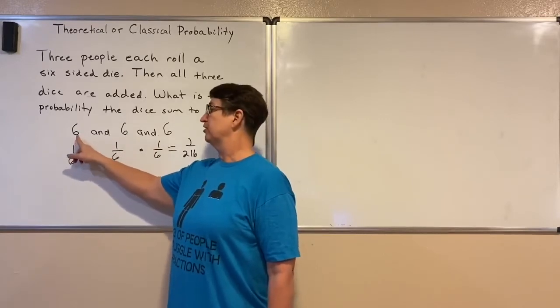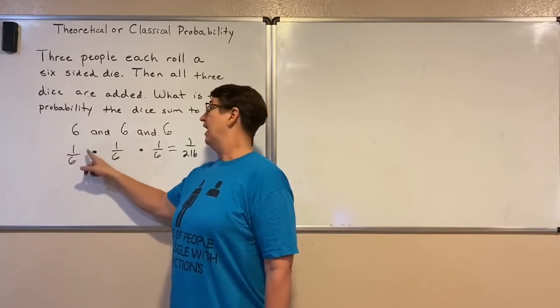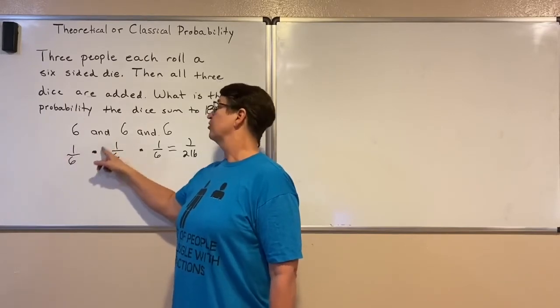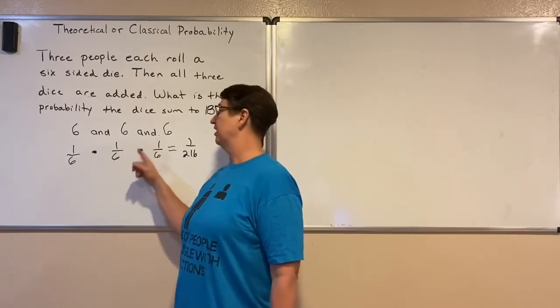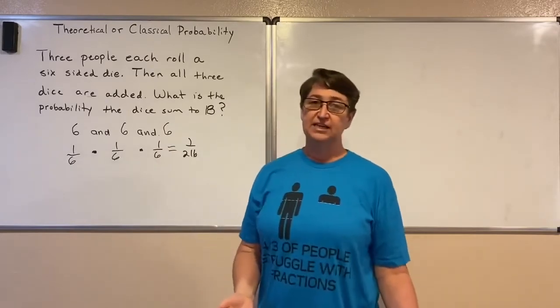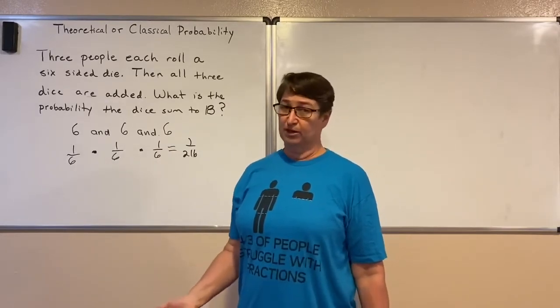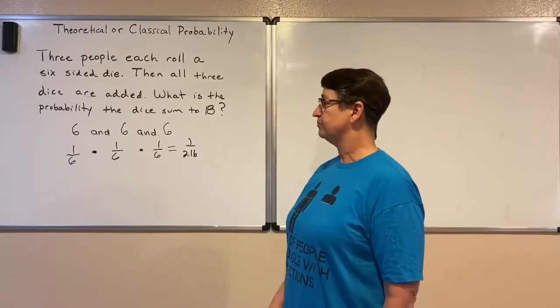What's the probability the first one rolls a 6? It's 1 out of 6. And that tells me to multiply. What's the probability the second one rolls a 6? It's 1 out of 6. And the third one. And so the probability that they roll an 18 is the same as the probability of them rolling a 3. It's 1 out of 216.